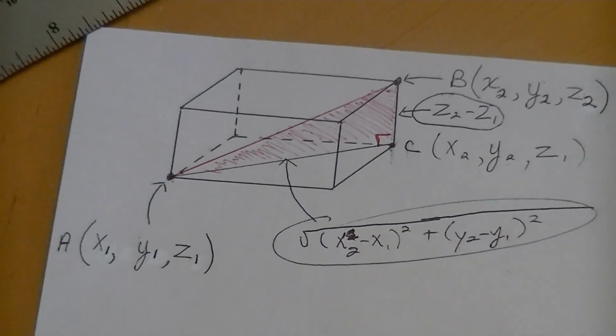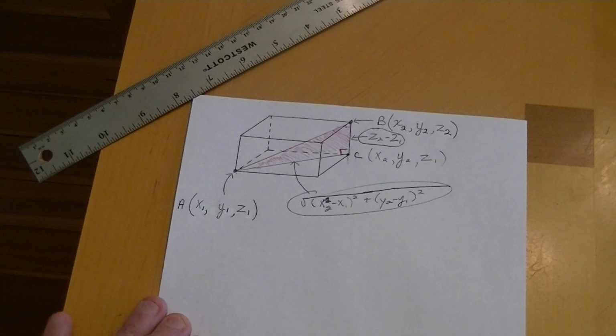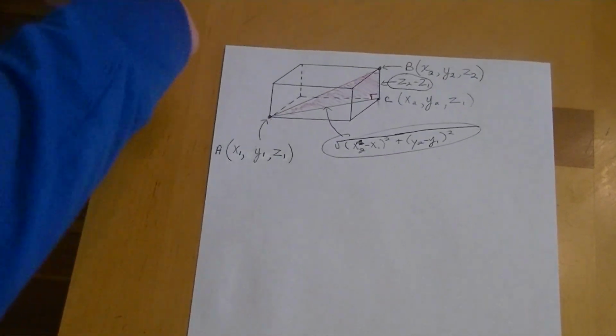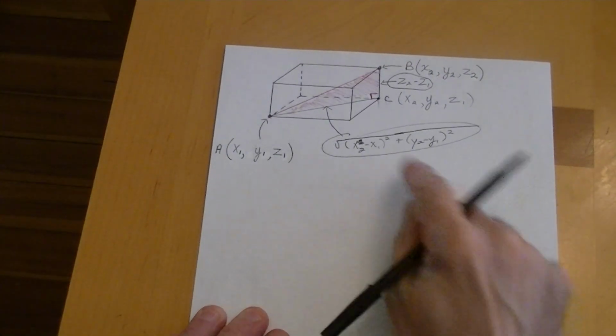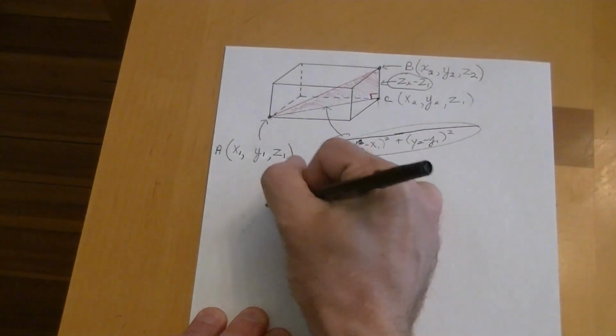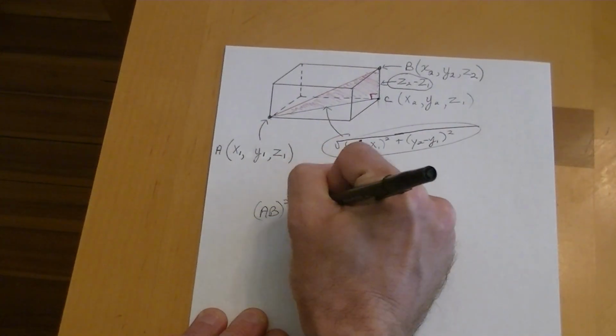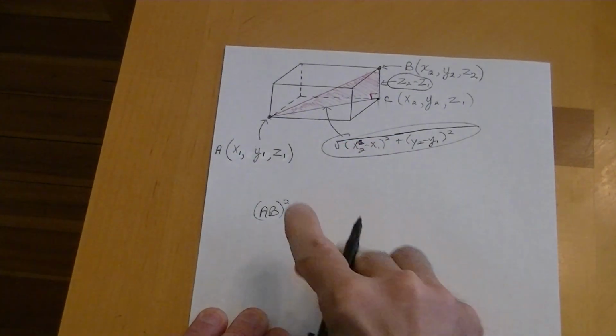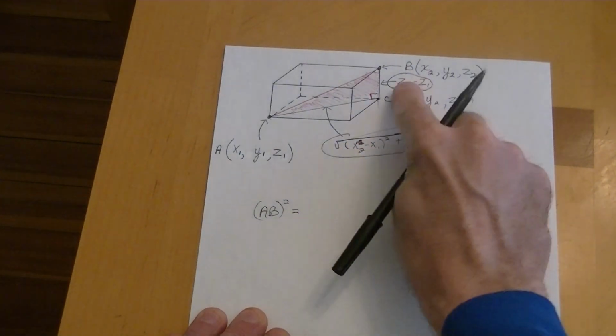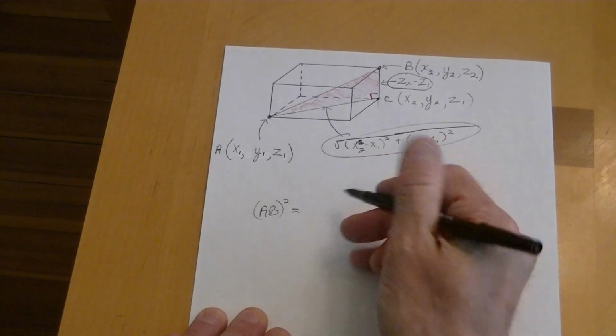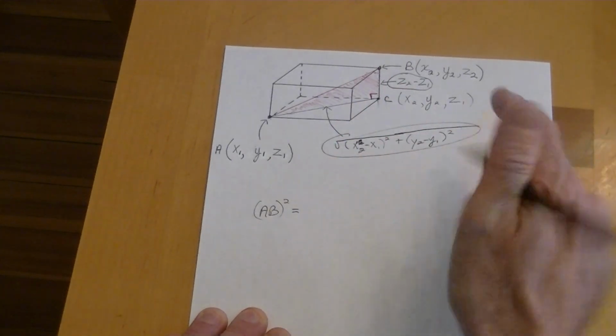So we'll zoom out a bit. I'm going to write out the distance formula using, let's see, the hypotenuse squared. So AB squared, so that's like C squared in our Pythagorean theorem, is going to equal this leg squared plus this leg squared. So let's start with this one.